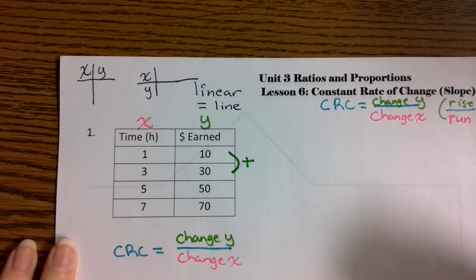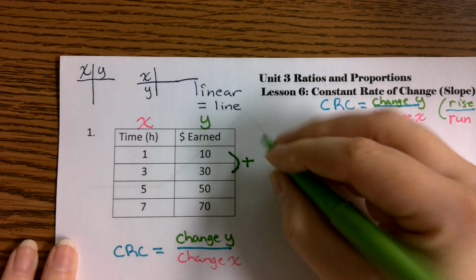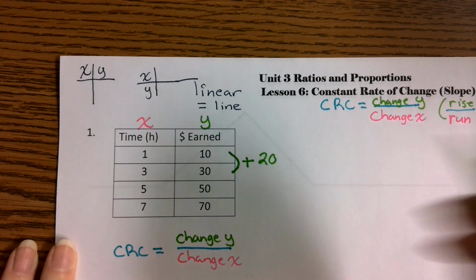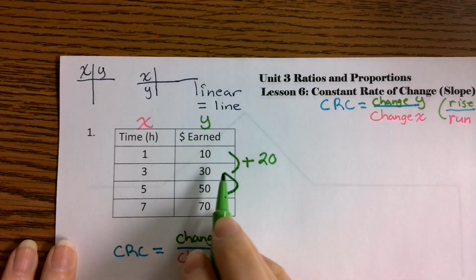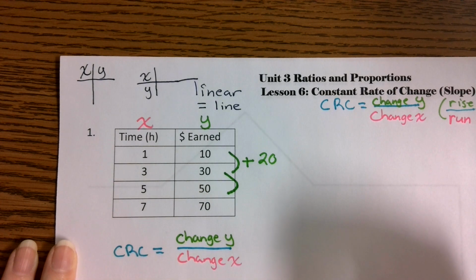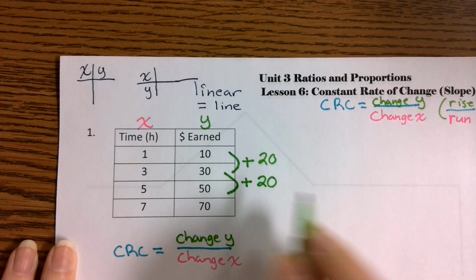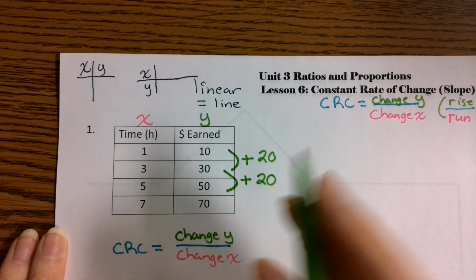And what am I increasing by? 20, right? If I do 10 plus 20, that brings me to 30. What about from 30 to 50? What am I doing? Adding 20 again. So I'm going to put a positive sign, or increasing by 20. It's moving by a positive. And then from 50 to 70, what's happening?